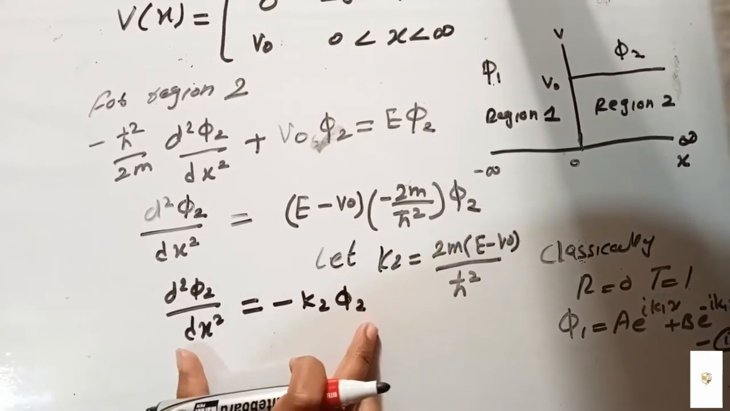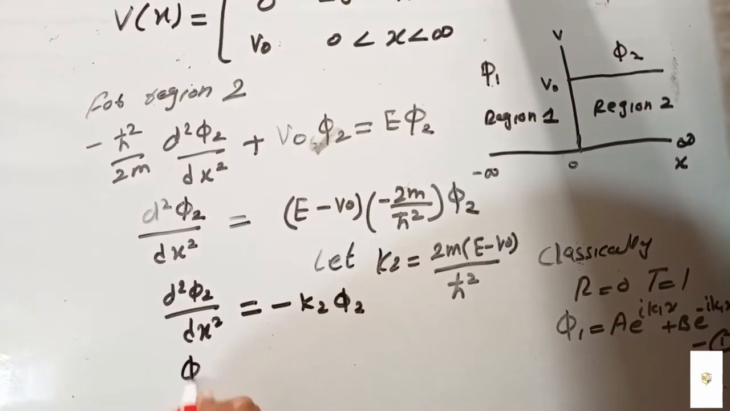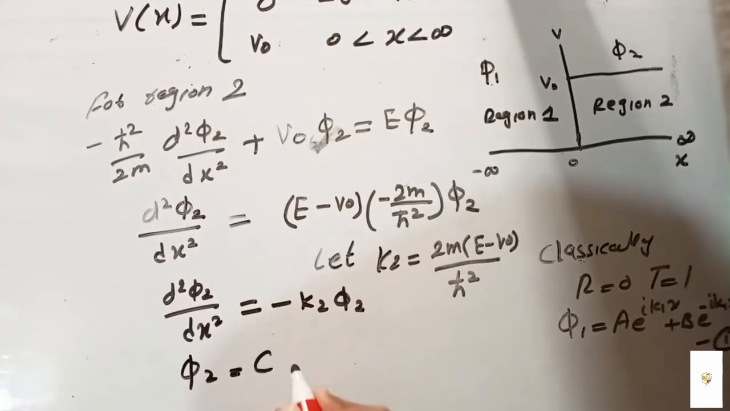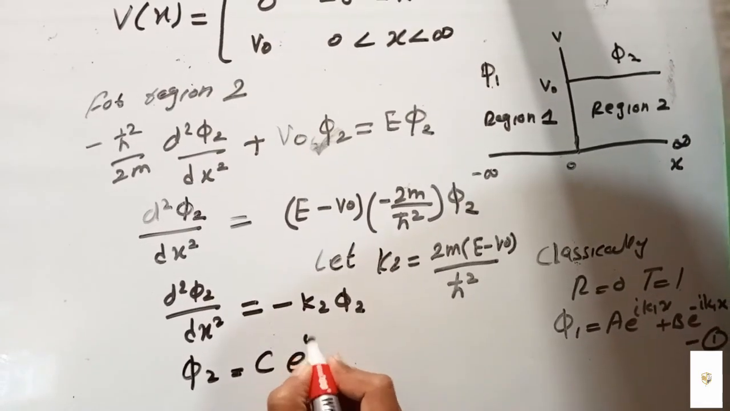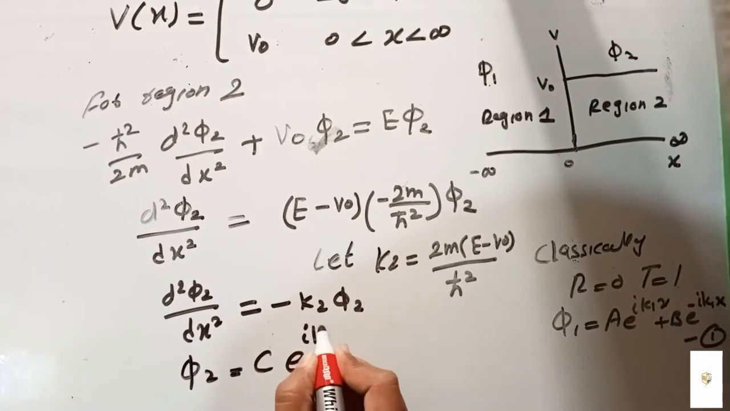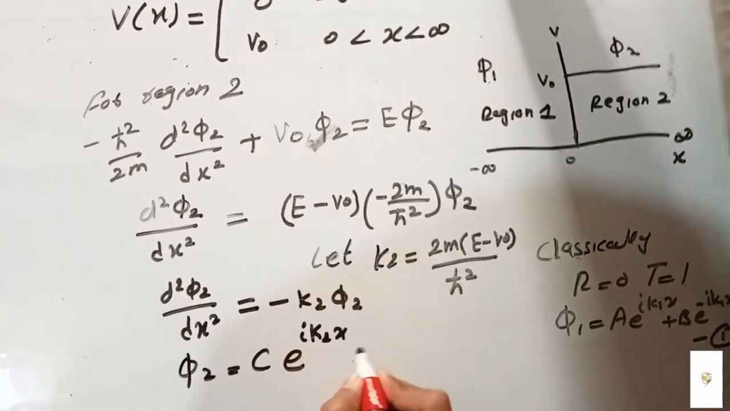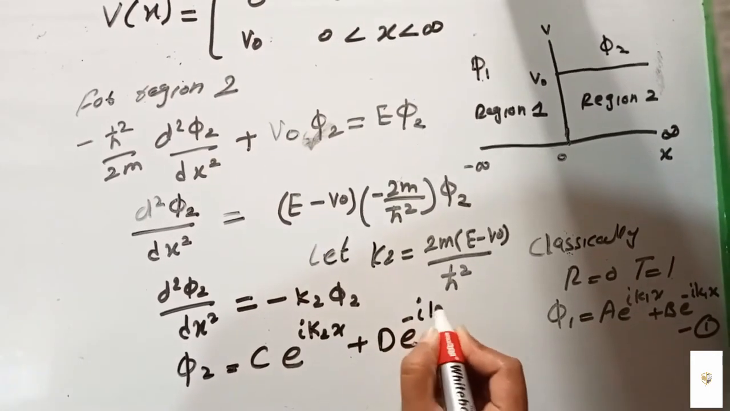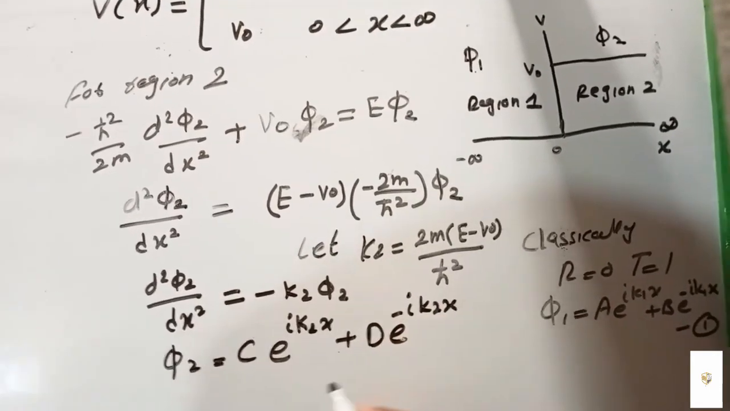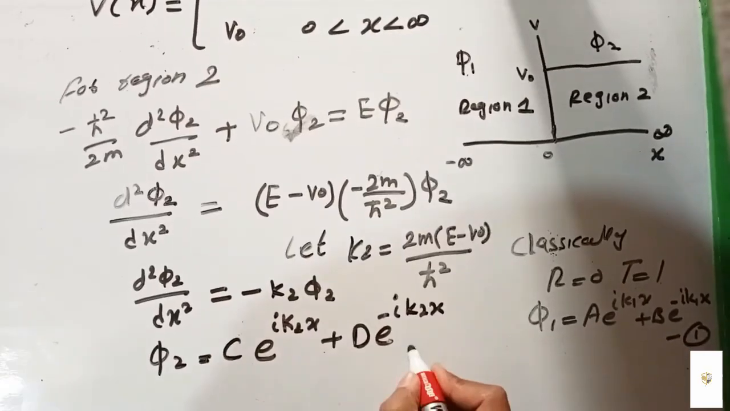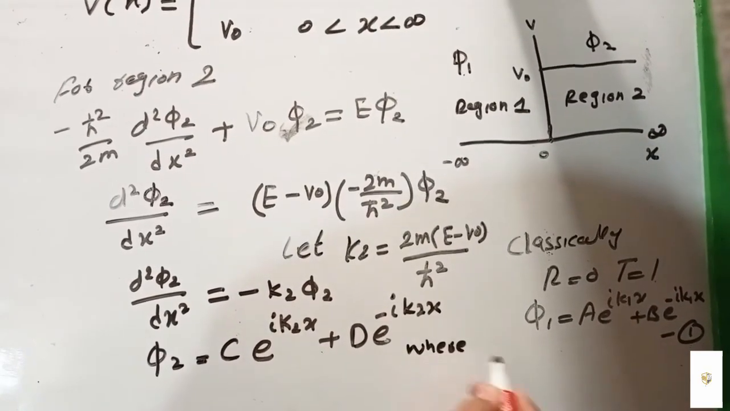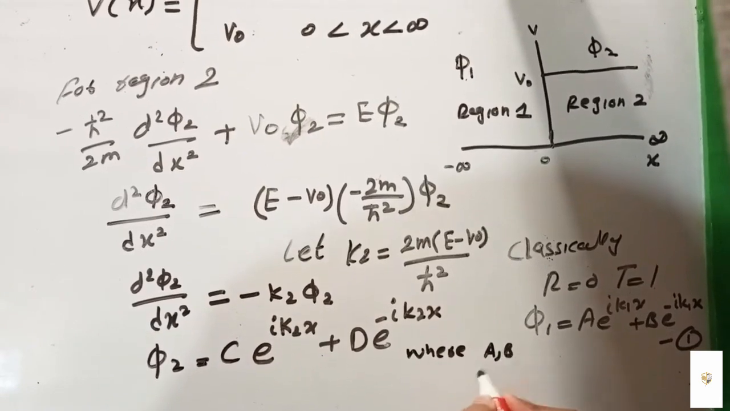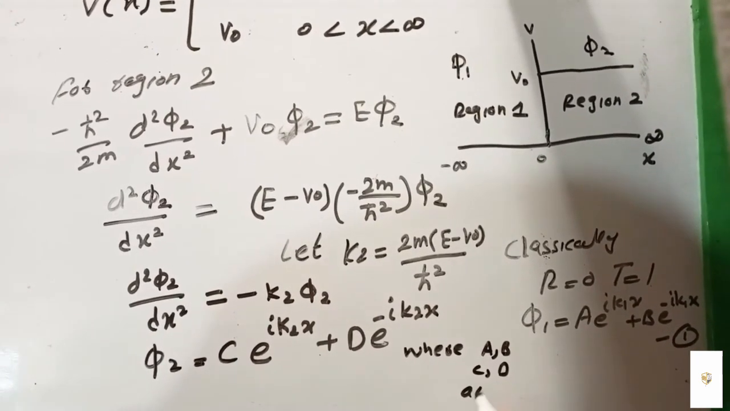Again, the solution of this equation is phi 2 is equal to C exponent iota k2 x plus D exponent minus iota k2 x, where A, B, C and D are constants.